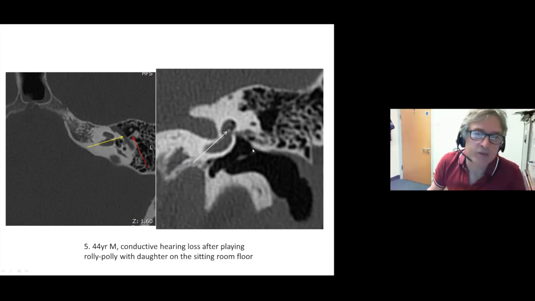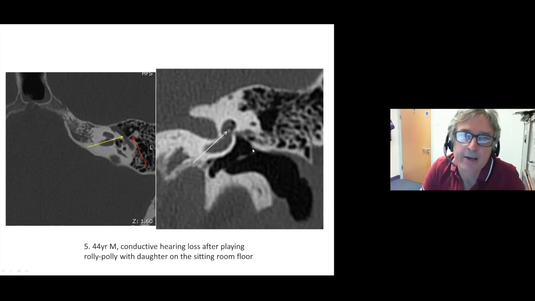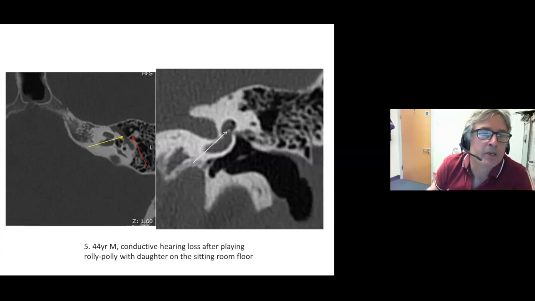And this guy had sort of rolled onto one of those wretched hair grips, which had just gone straight into his ear and then straight through his oval window, disrupting his ossicular chain and poking his footplate into his vestibule. So I presume they must have had quite a thick, lush carpet in order for that to have happened.